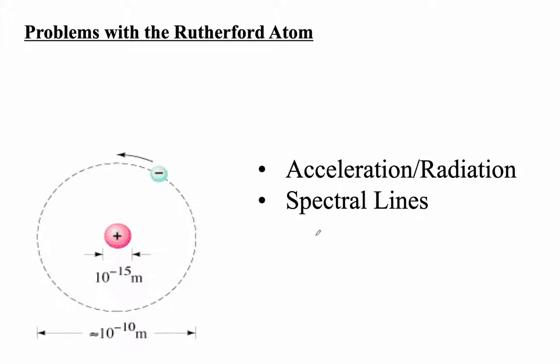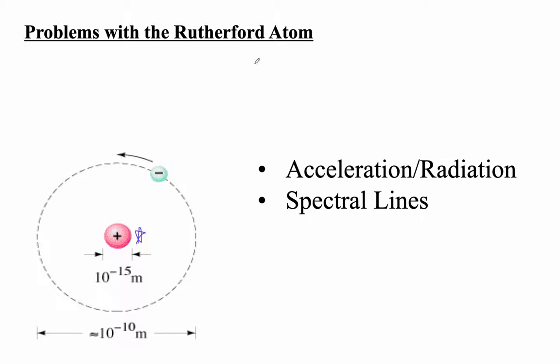Okay, so we've got the Rutherford atom, right? The Rutherford atom has a nucleus, like we discovered a nucleus. And we've got electrons orbiting the nucleus, and we can imagine that they're orbiting just like planets. But this brings up a problem.